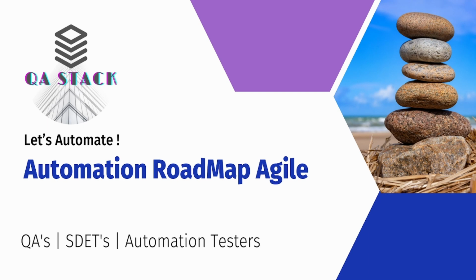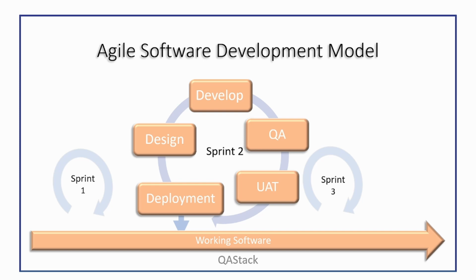Today we are going to discuss the automation roadmap in Agile. So Agile is the most widely used software development model in the software industry right now. In Agile, the software is often delivered in sprints. It is an incremental development model which follows an iterative approach. So these are the basic phases one sprint consists of, starting with design, development, QA, UAT, and deployment of the software. Now, in this session, let's discuss how testing can be performed in an agile way of working.